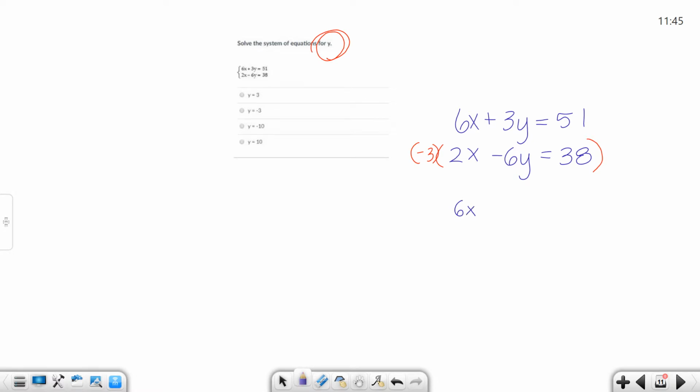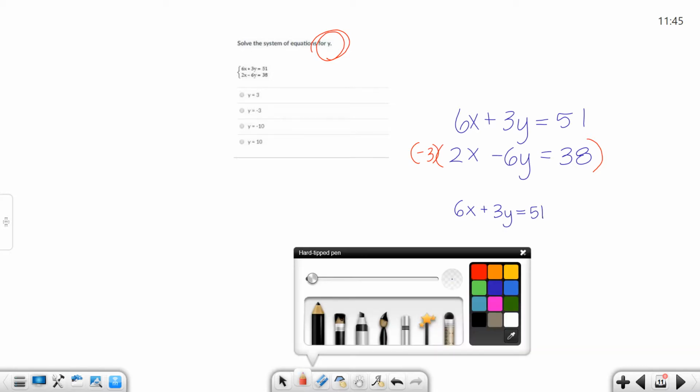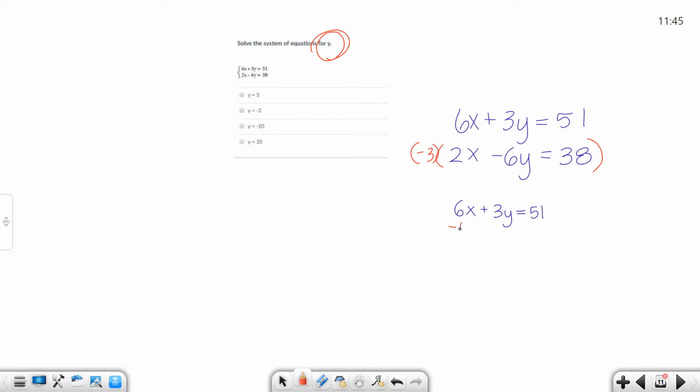So I have 6x plus 3y equals 51. If I multiply the bottom row by negative 3, I get negative 6x plus 18y equals negative 114. Make sure that you multiply the negative 3 by each and every term of that equation. Then you can add them up.